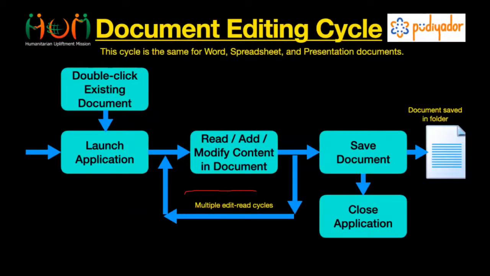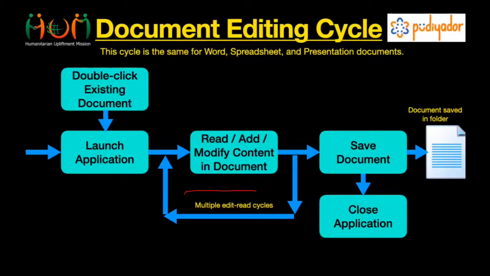Now, for any document, when you're creating a document, viewing a document, or editing a document, you go through a bunch of steps, right? So we saw how you start an application. You double click on an existing document, or you launch the application, right? These are the two steps on the left. If you double click an existing document, the word processing application gets launched, right?